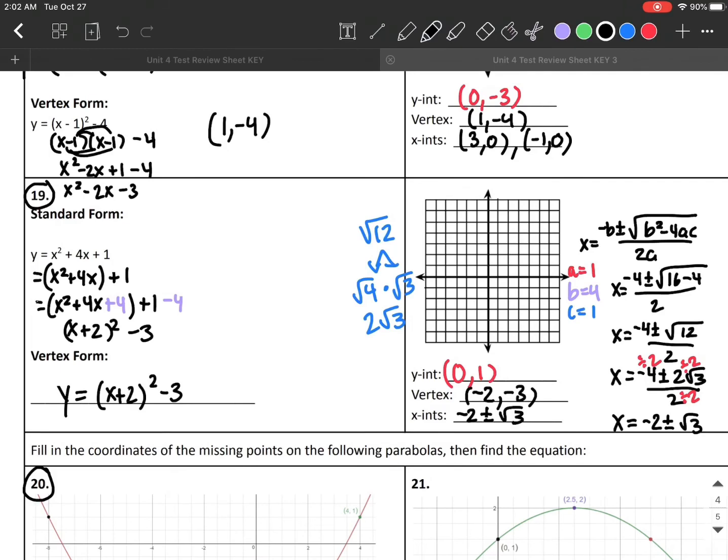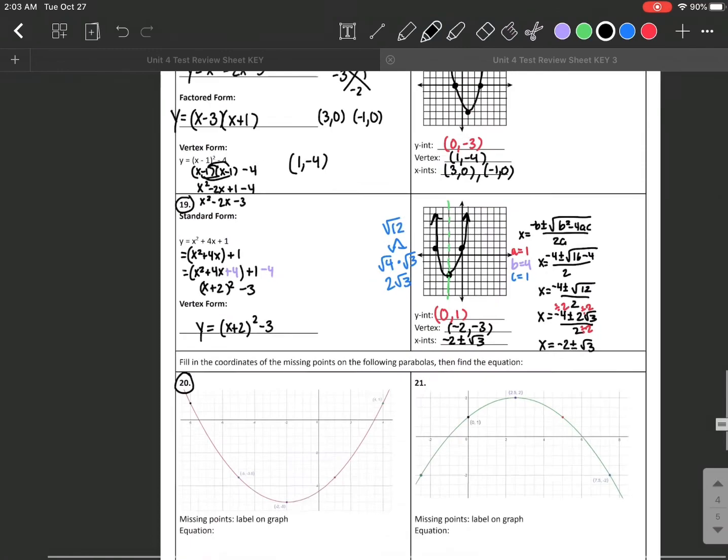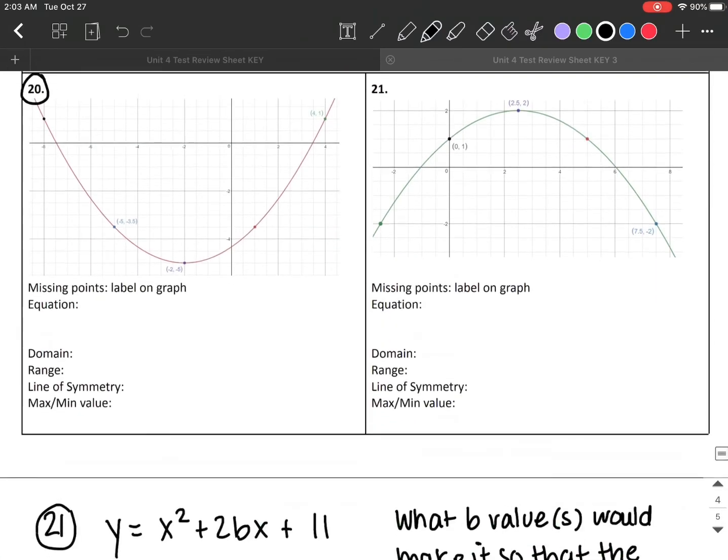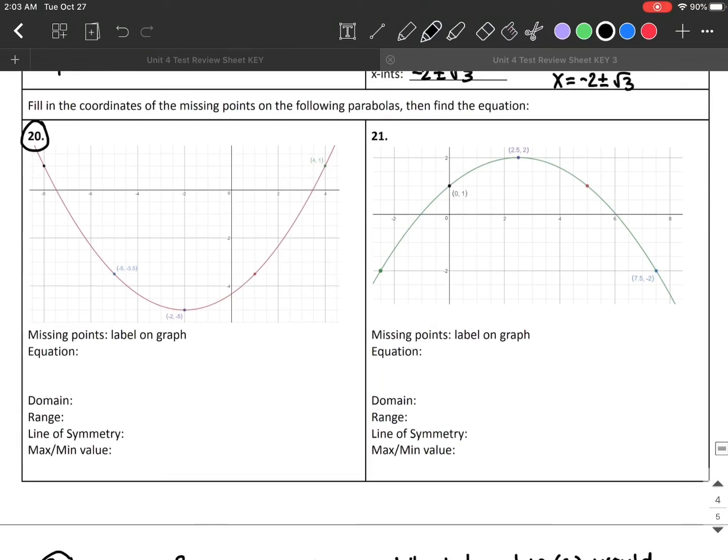Those are the x-intercepts. So I'm going to plot the vertex (negative 2, negative 3) right here, and the y-intercept, and then I'll have to plot the other side of this. So, right here, and there we go. And done.